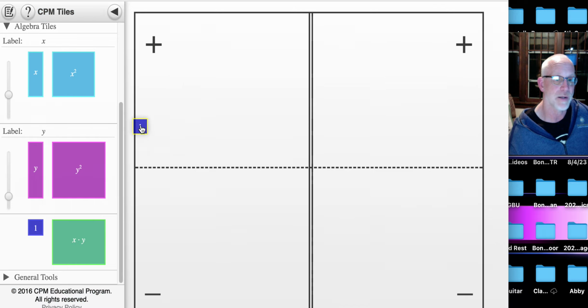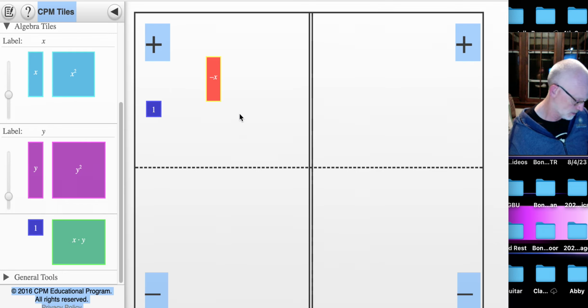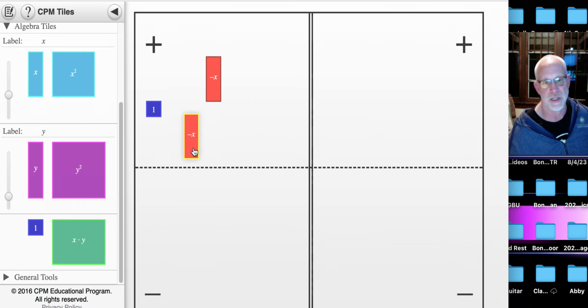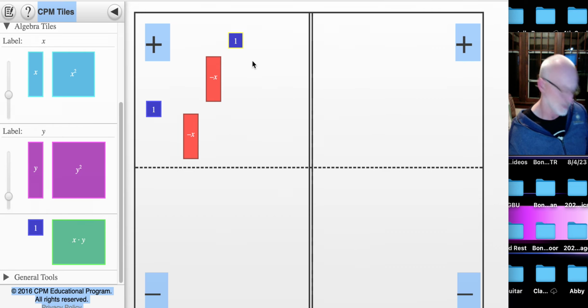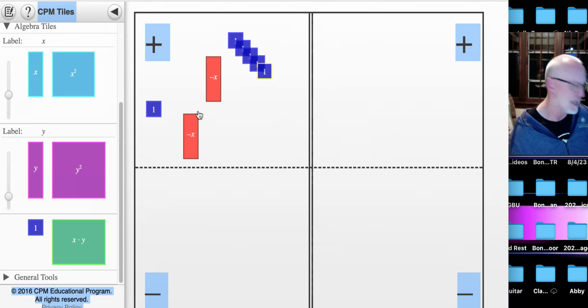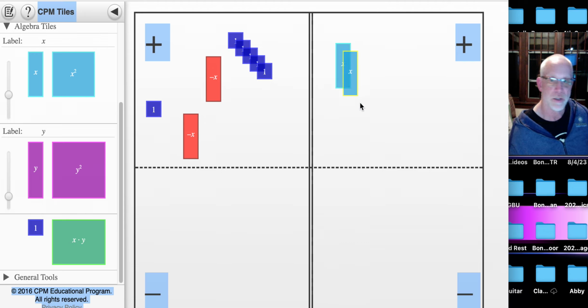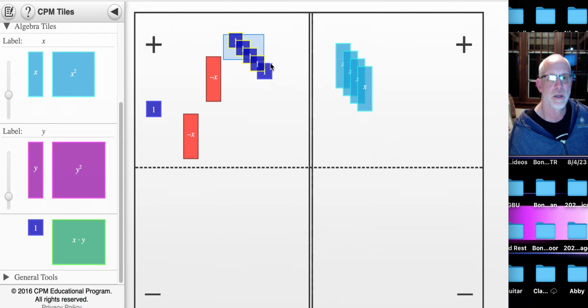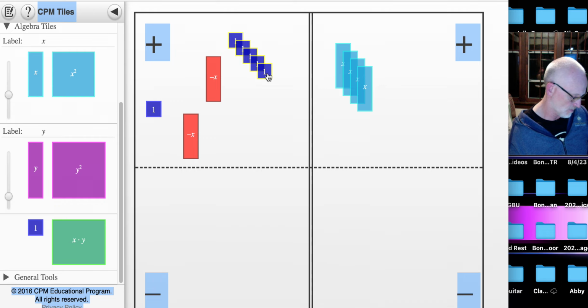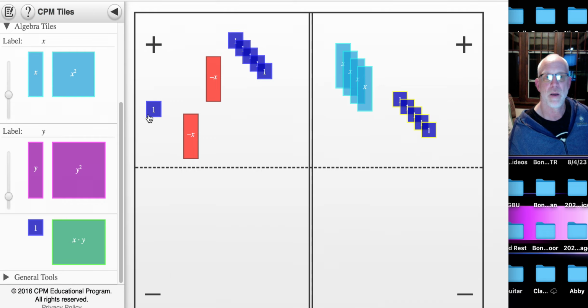So we have 1 minus 2 P's. Algebra, it doesn't matter what you use for the variable. Plus 5, 1, 2, 3, 4, 5, equals 4 P's, 1, 2, 3, 4, plus 6, 1, 2, 3, 4, 5, plus 1.